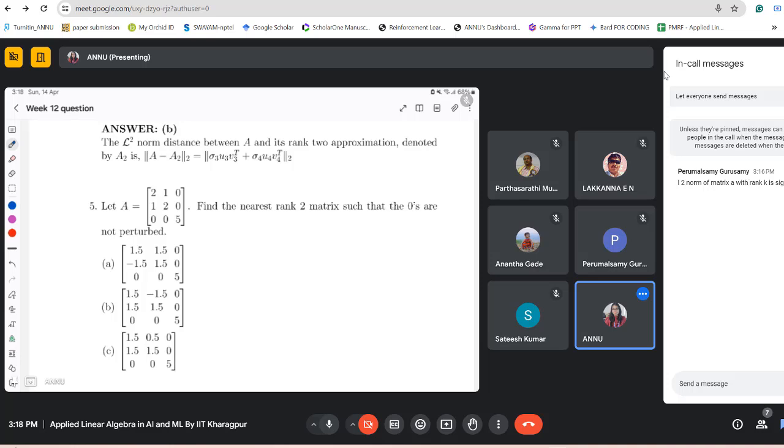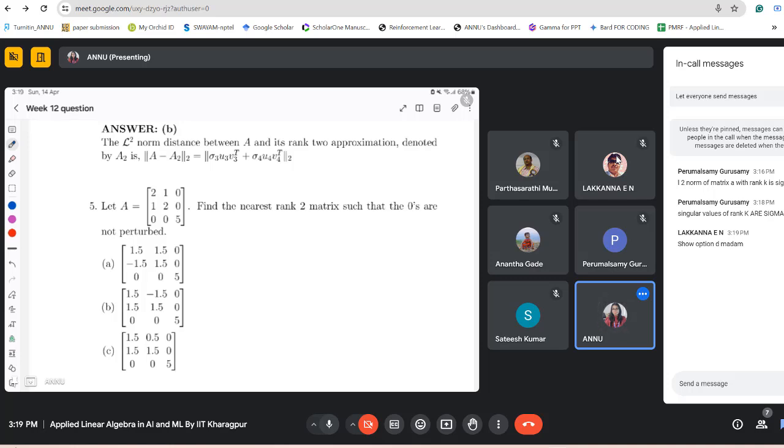But in the notes it is also written that the L2 norm of a matrix is computed by treating the matrix as a vector, while the Frobenius norm is computed by summing the squares of the elements. Basically the L2 norm treats the matrix as a single vector, while the Frobenius norm considers the individual elements. Show option D, ma'am. Among the four answers, the first three are rank 3 matrices and the last one is a rank 2 matrix, so that should be the answer.